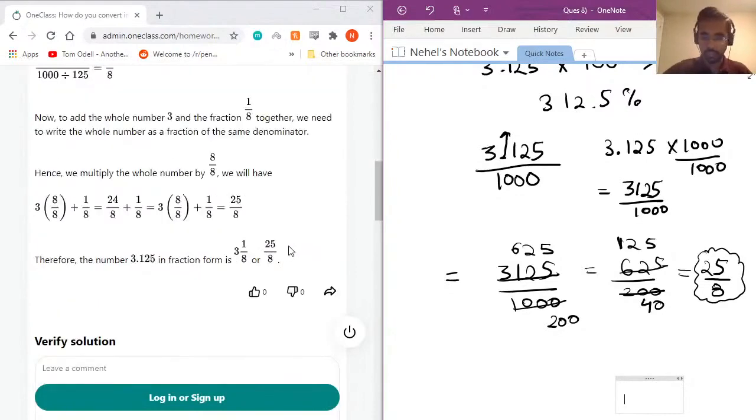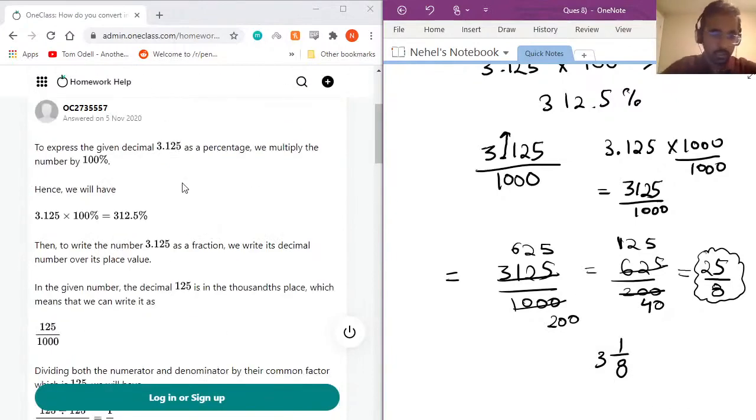Okay, perfect. And then if we wanted to write it as a mixed fraction as well, we would divide 25 by 8. So 8 threes are 24, and the remainder is 1. So we're left with 3 and 1 over 8.